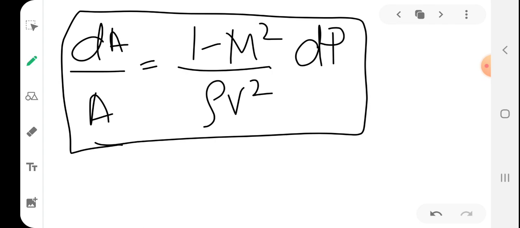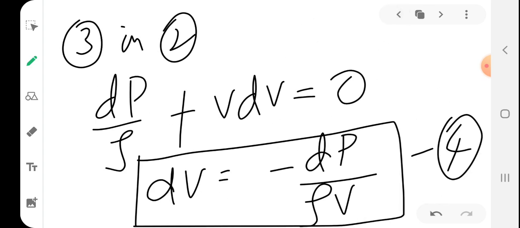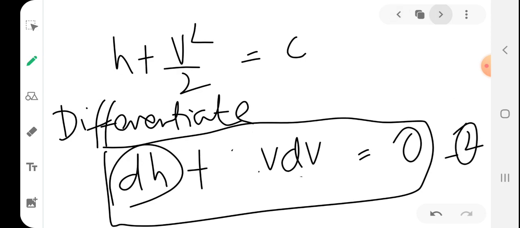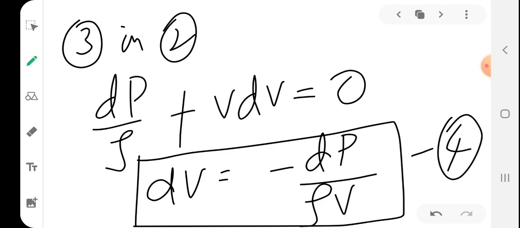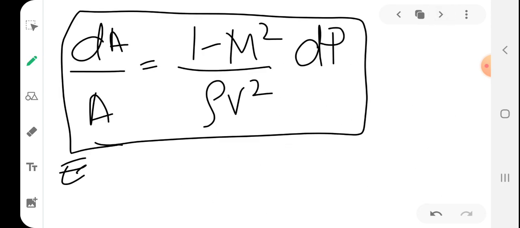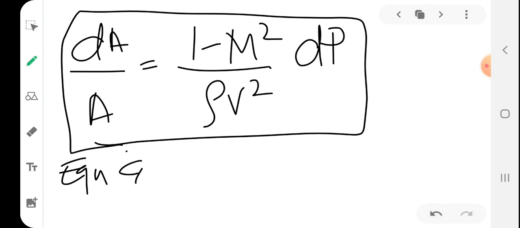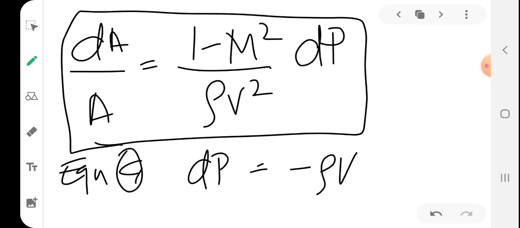Now, students, you have already found a relation between dp and dv. So dp is nothing but equation 4. Equation 4 is dv equal to minus dp by rho v, right? So dp can be written as minus rho v dv.